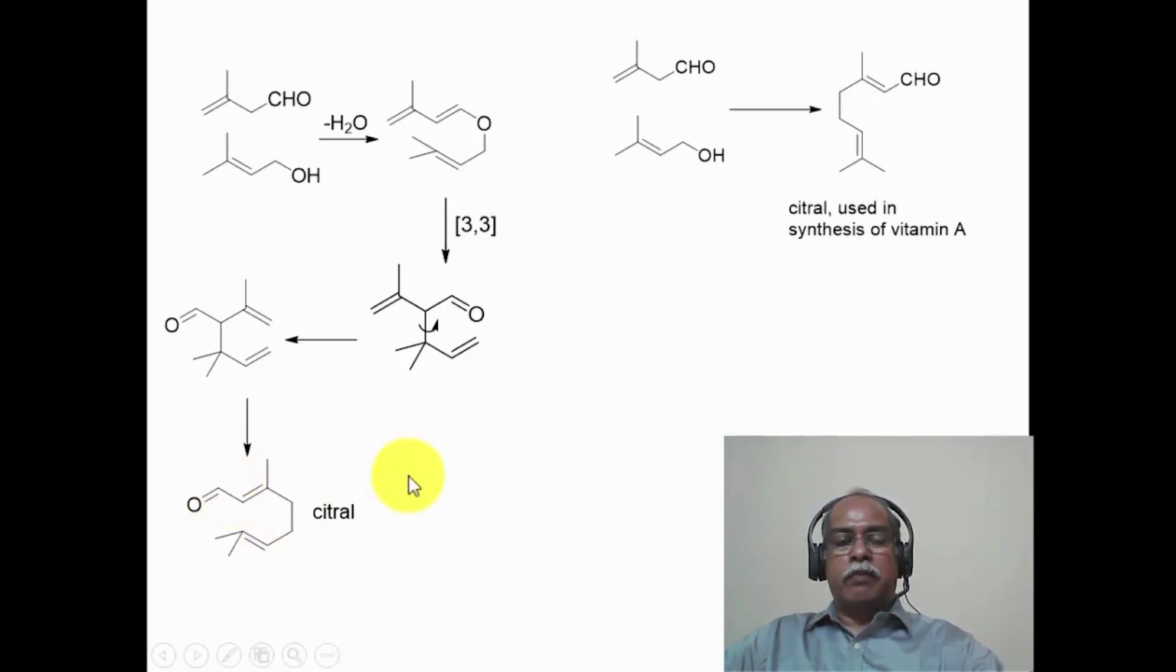So this is essentially the manufacturing process of citral starting from these two C5 molecules that are shown as starting material in this particular case.